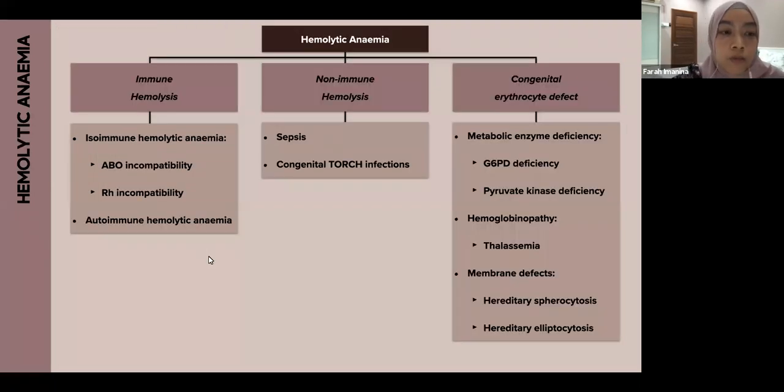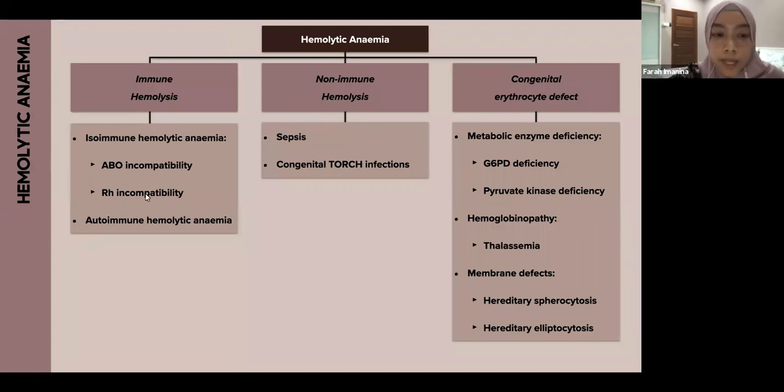Now we move on to hemolytic anemia. It can be further divided into immune causes, non-immune causes, as well as congenital erythrocyte defects. The first one, under immune hemolysis, is isoimmune hemolytic anemia, which comprises ABO and rhesus incompatibility, the most common cause under hemolytic anemia.